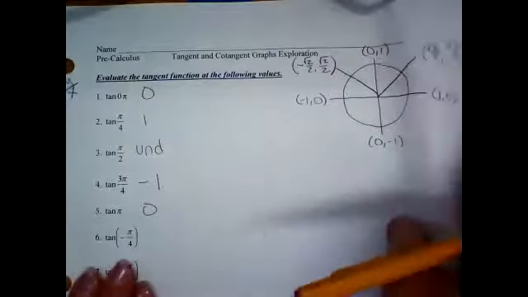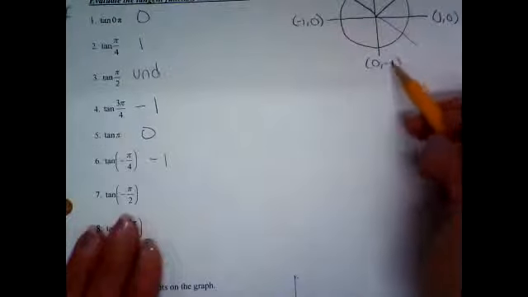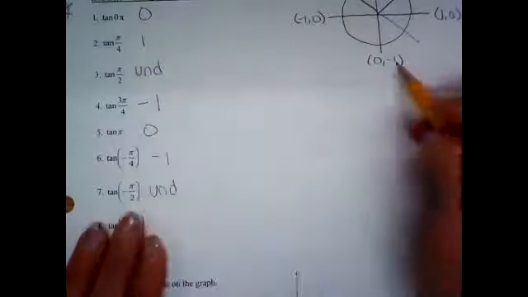And for these ones, we're going to go backwards. So negative pi over 4 would be right here. That would give you what? Good, -1. Negative pi over 2 would be down here. That's going to be undefined. Can't divide by 0.